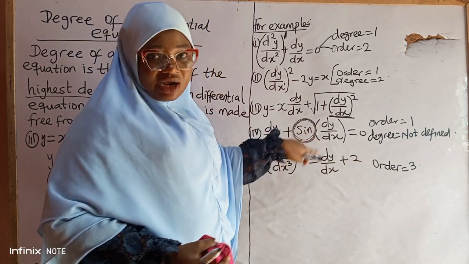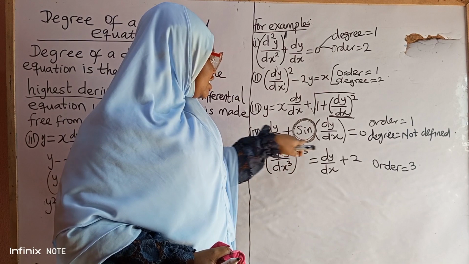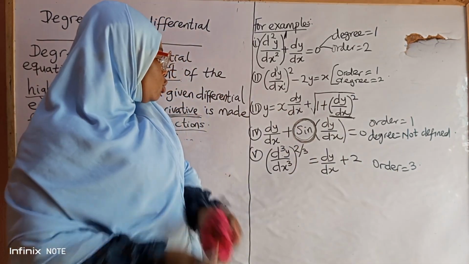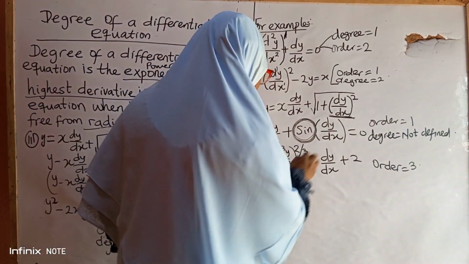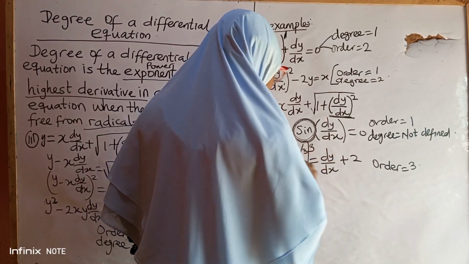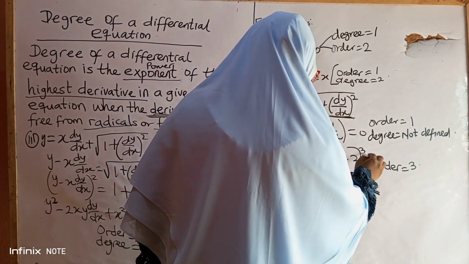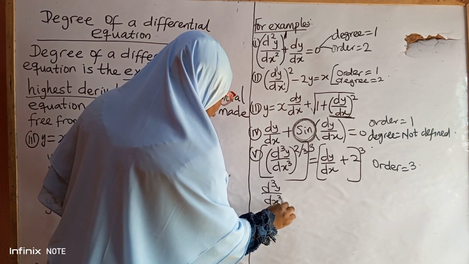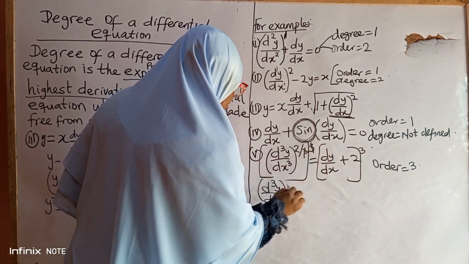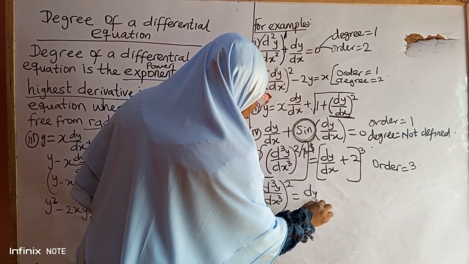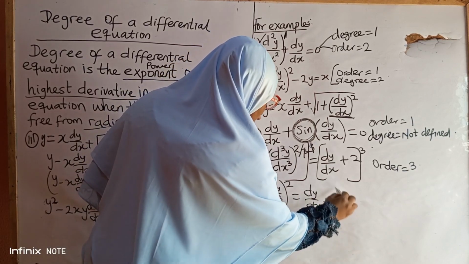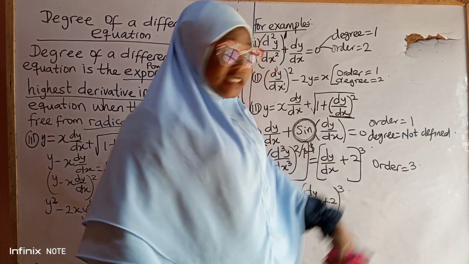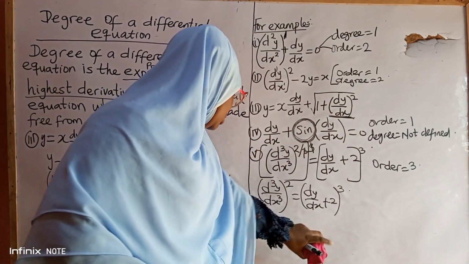Now, to find the degree, we said that the derivative has to be in polynomial form. And polynomial cannot be a fraction, so we have to find a way of eliminating this power in fraction form so that everything will now be in polynomial form. So what do you do? You cube this side, and you do this one too. So we have (d³y/dx³) squared, since the 3 will cancel, equals (dy/dx plus 2) cubed. We can leave it like this, it's fine, but if you still want to expand, it's okay. But for this class, I'm going to leave it like this.